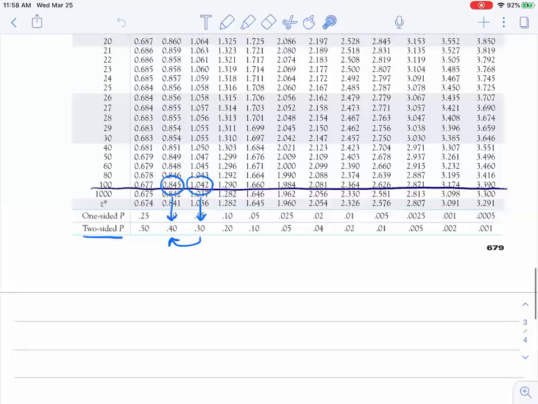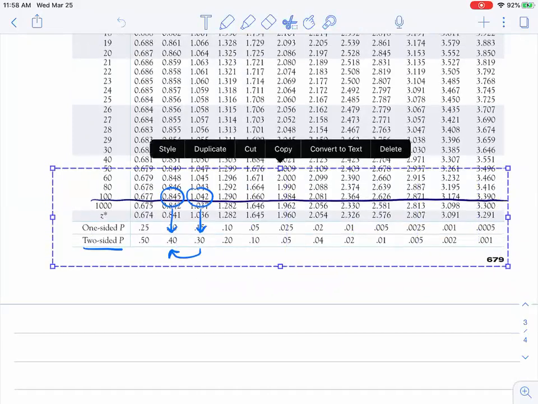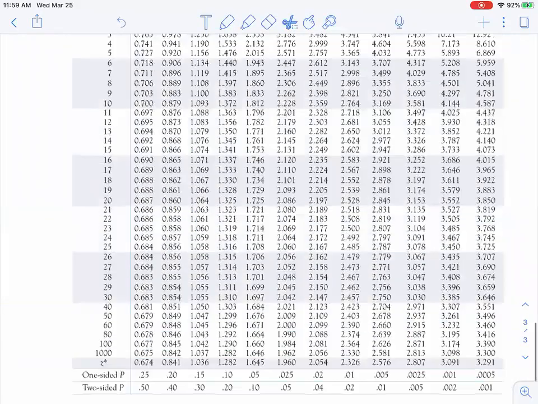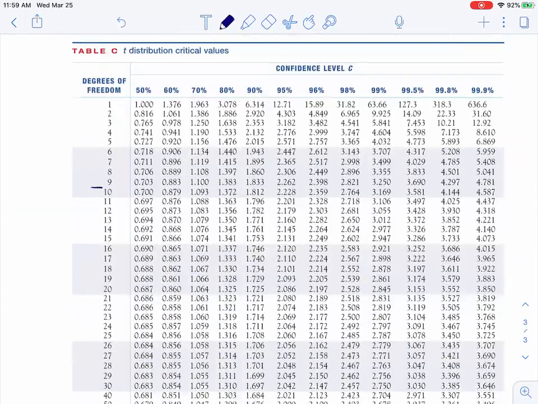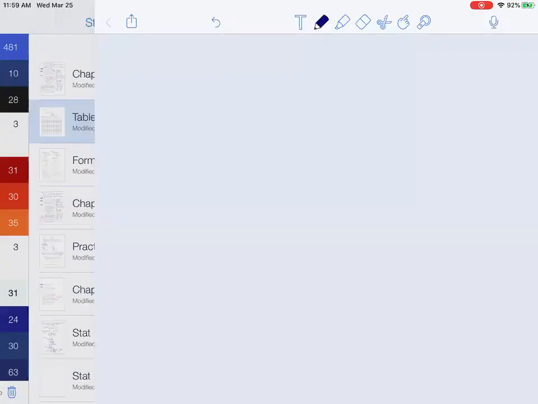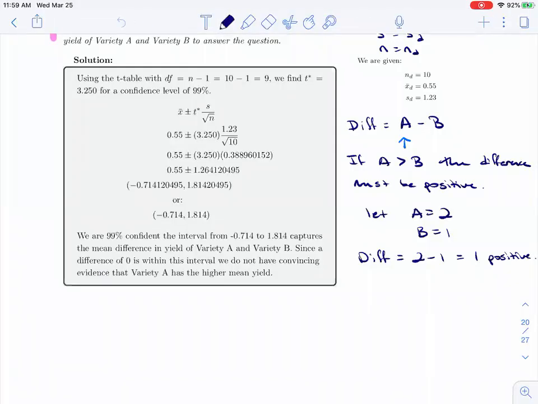So if we go to our table, which I had completely forgotten to post on your Moodle, but now it's up there at the top of the Moodle page. We've got 9 degrees of freedom, so we can't stray from this line. And we want a 99% confidence interval. So our t star is 3.250. So that's good, that's the one that we have here.